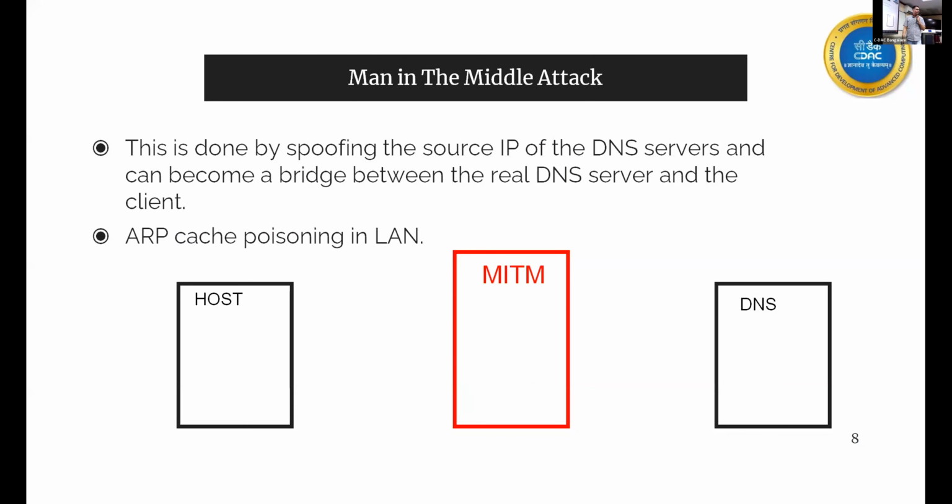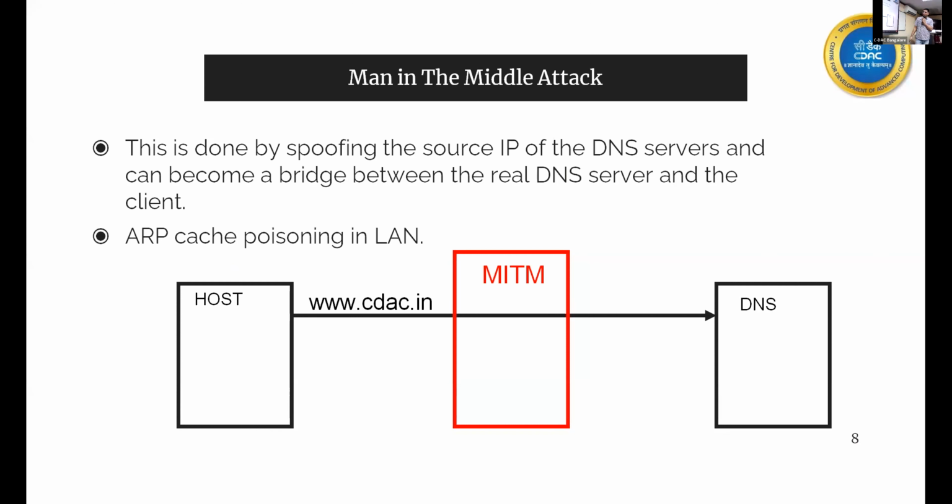Now, first attack here, if you see, it is MITM, man in the middle attack, which is very much doable in LAN environment, right? So in this case, what is happening here? You are having one host here. This host or client wants to know the IP address of www.crack.in. Now it will send a DNS query to the recursive DNS server. Suppose this is the recursive DNS server.